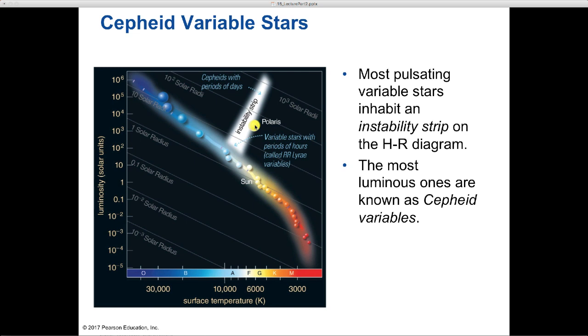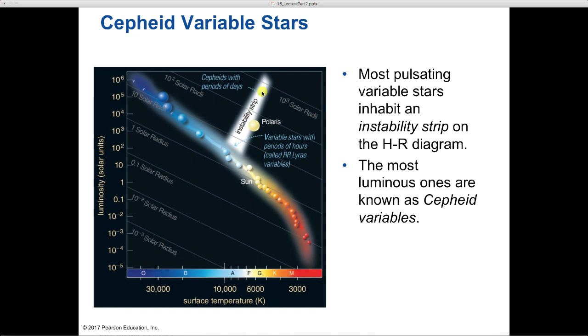There are some stars in the upper part of the instability strip that are called Cepheid variable stars. And they're very special. What we found is that by measuring the period, there's a very precise relationship, it seems, between the period of their brightness variation and the energy that they output, their luminosity.